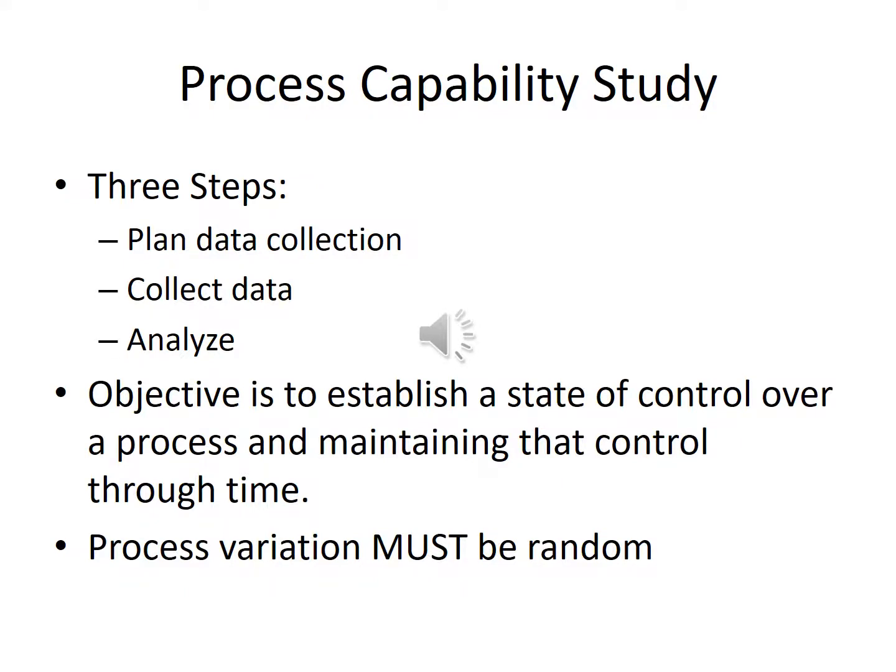Process capability. There are 3 steps to this thing. First, you've got to plan what kind of data you're going to collect, collect the data, and then analyze it. If you've been doing it right, you should already have some data out there. Okay, now we're just going to analyze it. The objective is to establish a state of control over the process. In other words, get it so all your variation is just random variation, and then you maintain that so it's just random variation. It has to be random. If it's not random variation, we can't analyze it using our Gaussian curves and our formulas.